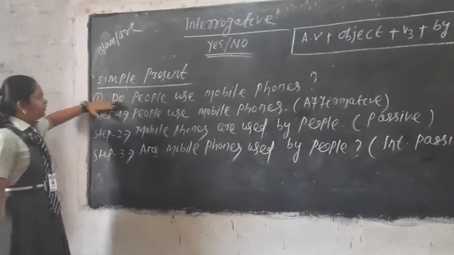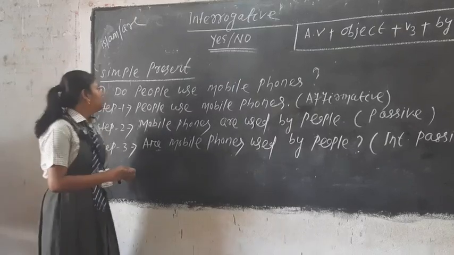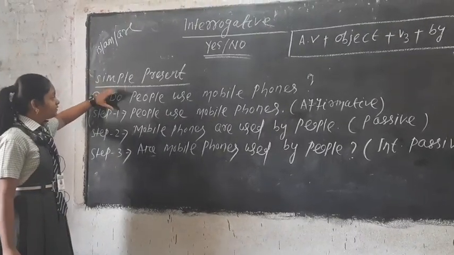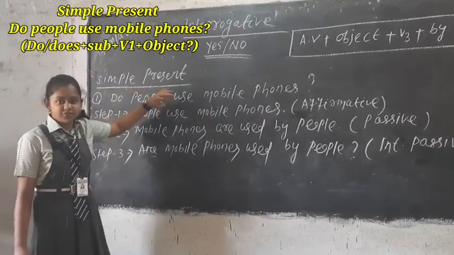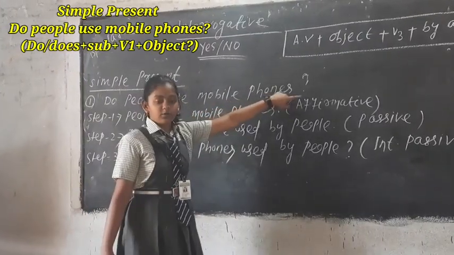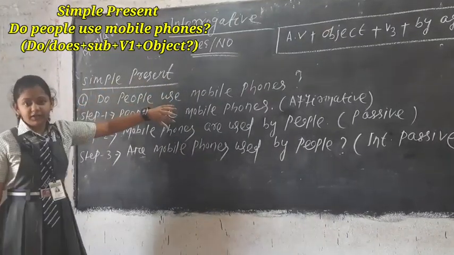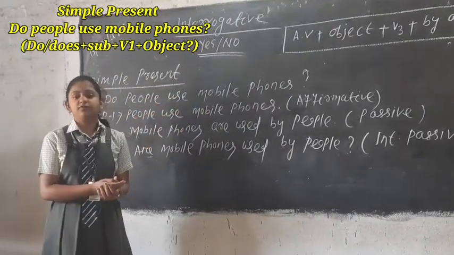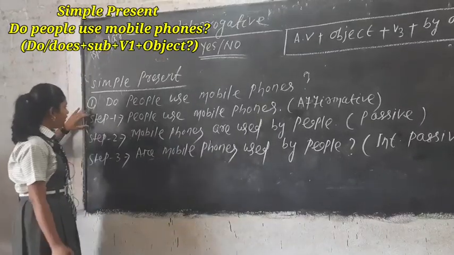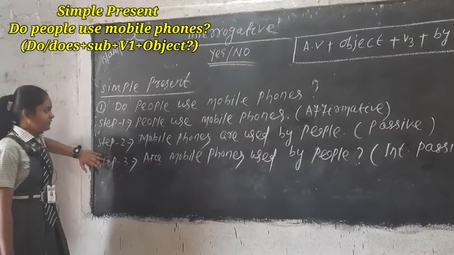We will take an example first. Do people use mobile phones? Here the structure is do or does plus subject plus verb 1 plus object plus a question mark. Because this is a yes-no structure, because this is an interrogative structure, a question mark will be used. To passivize this sentence, we need to follow these steps.